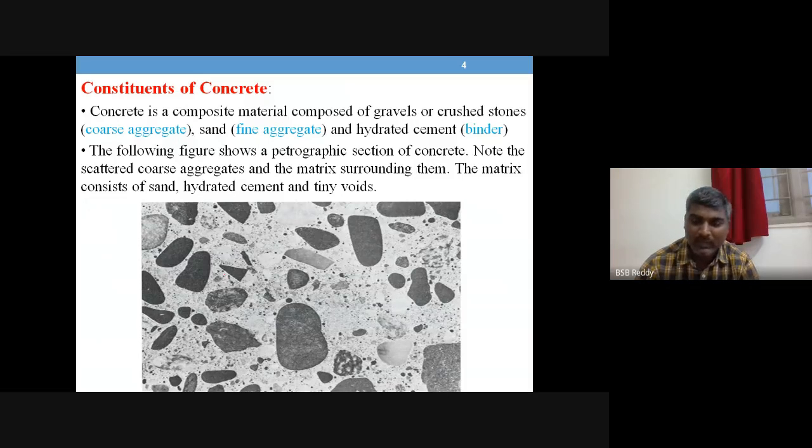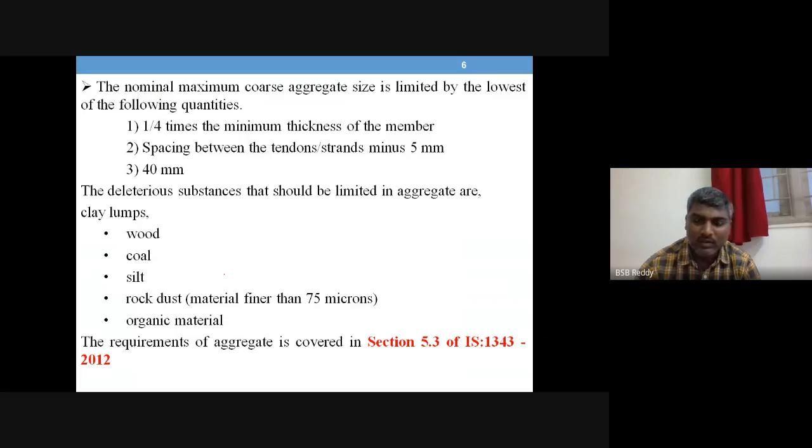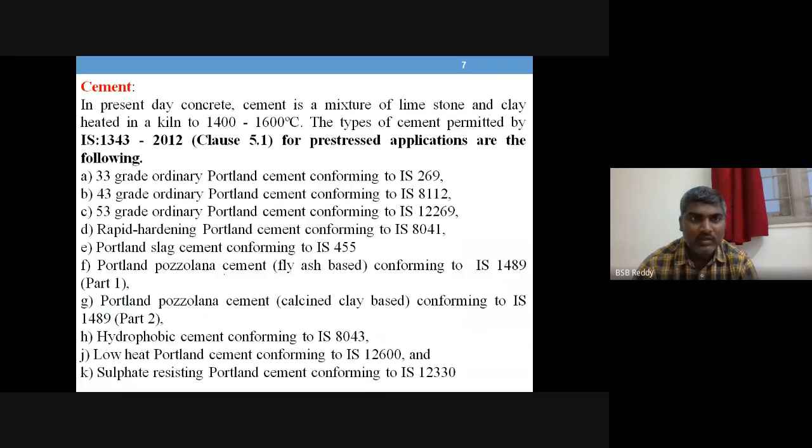To start with, we started with very basic content. What are the constituents of concrete, and what each individual constituent is like, its requirements, particularly referring to the IS code wherever required. So remember, IS 1343:2012 is the code that you have to use for all references regarding pre-stressed concrete. Have a copy with you for ready reference.